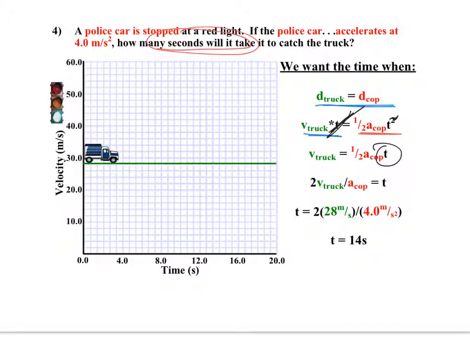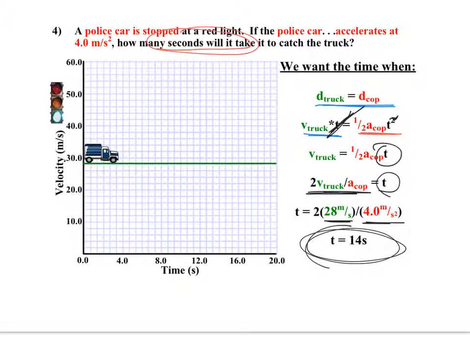When I solve for time, I do a little bit of rearranging, and I end up with an equation saying 2 times the velocity of the truck divided by the acceleration of the cop is the time. Now plug in the values. The truck's velocity was 28 meters per second. The cop's acceleration was 4 meters per second squared. The units work out, the math works out, and our time becomes 14 seconds.